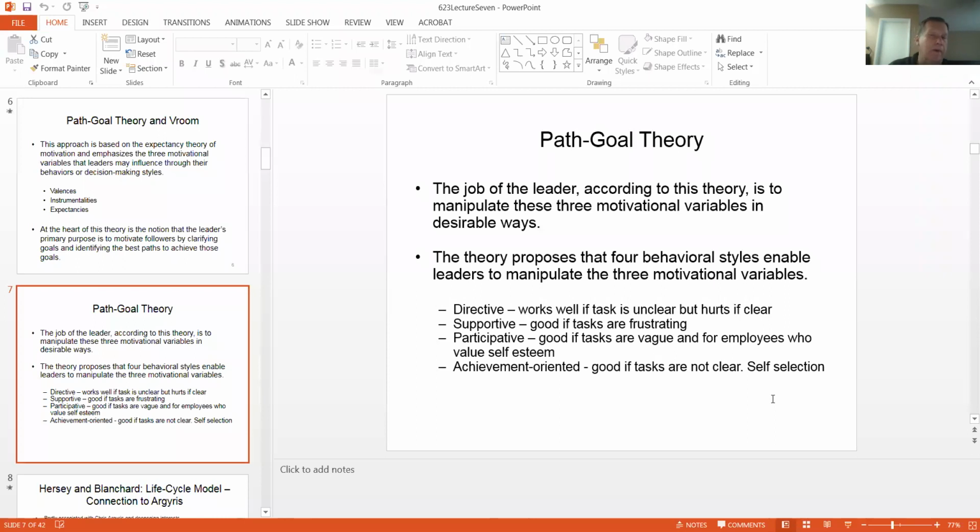So the way in which leaders behave under path goal theory, again, will depend upon how clear the task is, how confident employees are in their ability to achieve the goal and get the task done. None of these theories are panaceas. It will depend upon the situation.